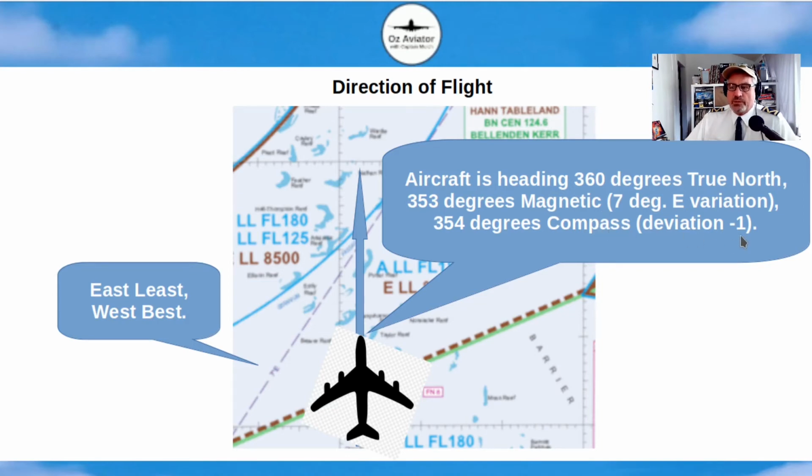And then to take into account the deviation, so that previous compass deviation card I showed you, that for north, the deviation was -1. So you need to actually, on the compass, have the aircraft heading 354 degrees, and that will actually be 353 degrees magnetic.